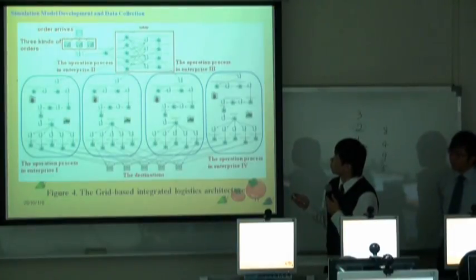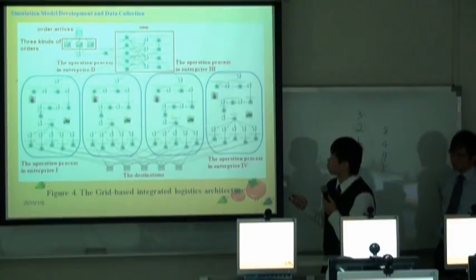Figure 4 shows a grid-based integrated logistics architecture, similar to Figure 3. In the beginning, the order arrives, and there are still 3 kinds of orders. But these orders will use the grid concept to be divided into small orders and sent to these 4 small enterprises. And each enterprise will do its own job to deliver the cargoes to the destinations.